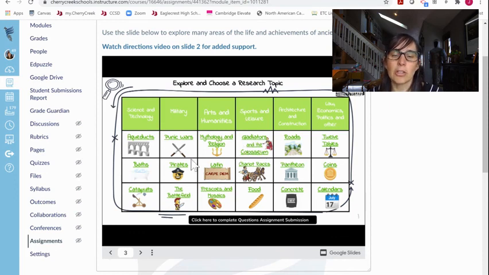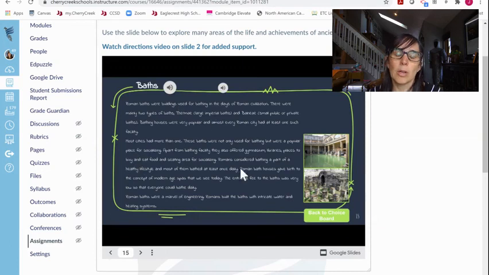You just click on each of these and it takes you to some information about that topic, and then you can watch a video, look at some pictures, and learn about those.